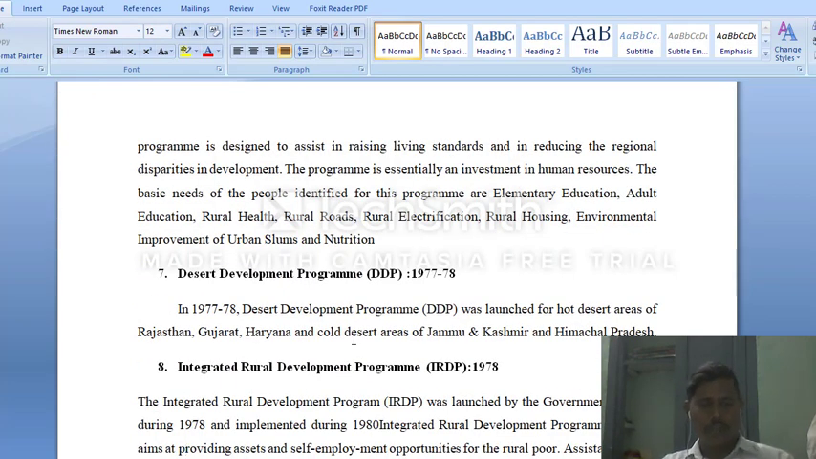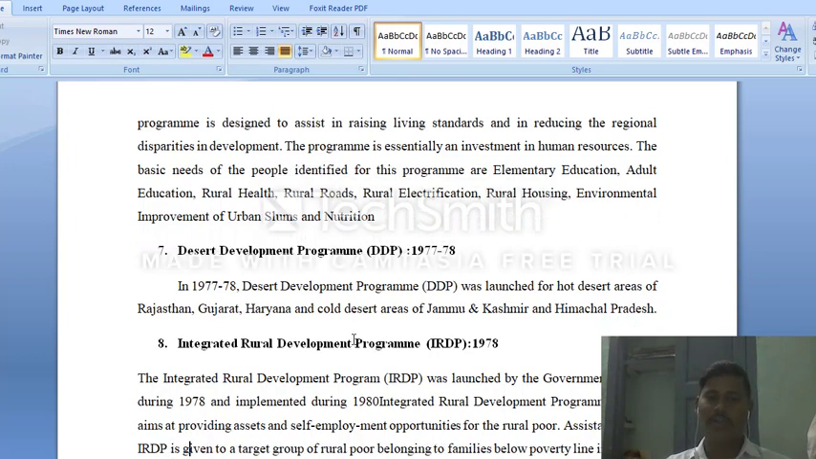The next program, which was launched in 1977-78, is called the Desert Development Program. This Desert Development Program was launched for hot desert areas of Rajasthan, Gujarat, Haryana, and cold desert areas of Jammu, Kashmir, and Himachal Pradesh.